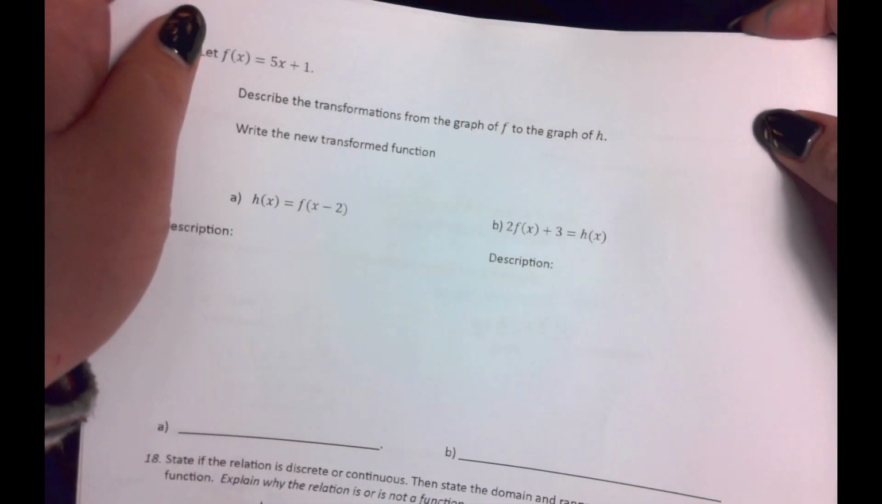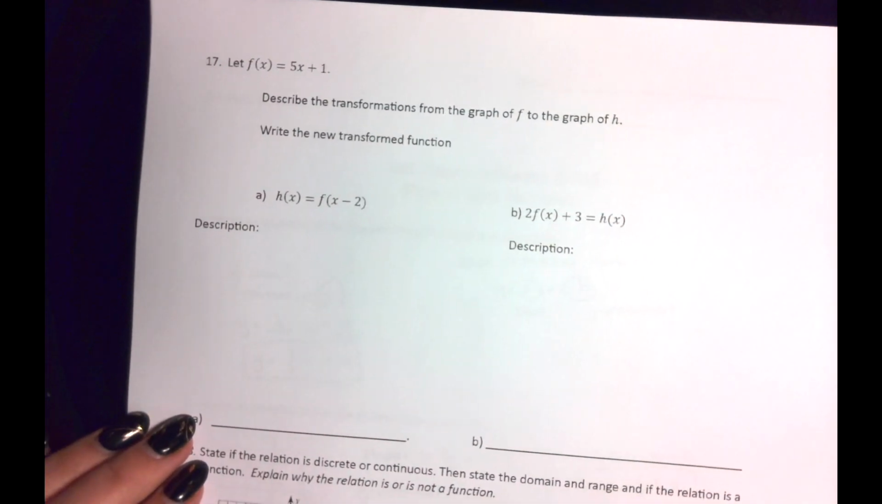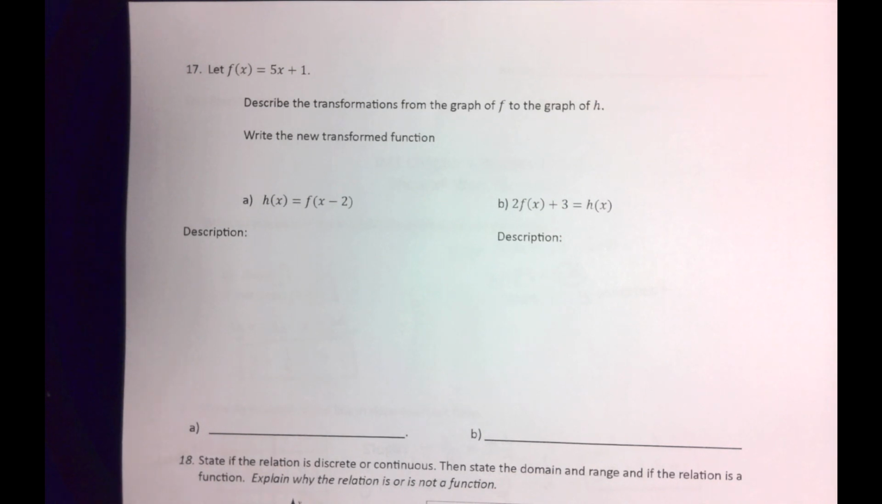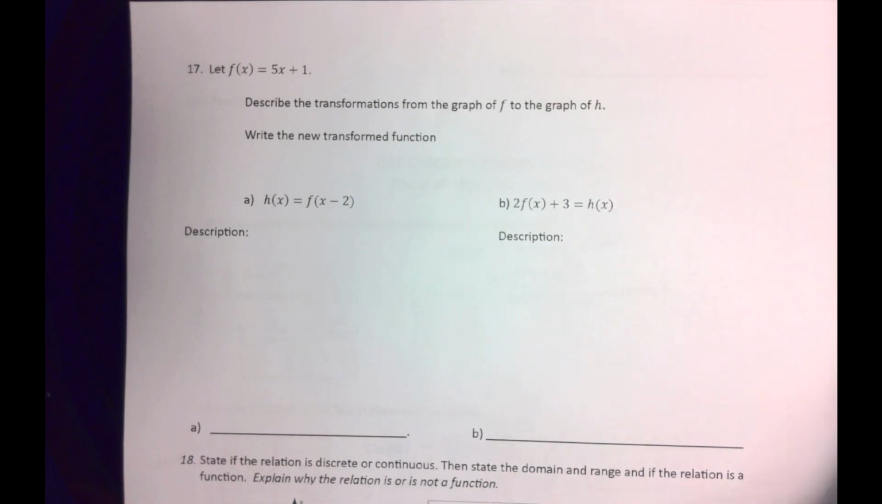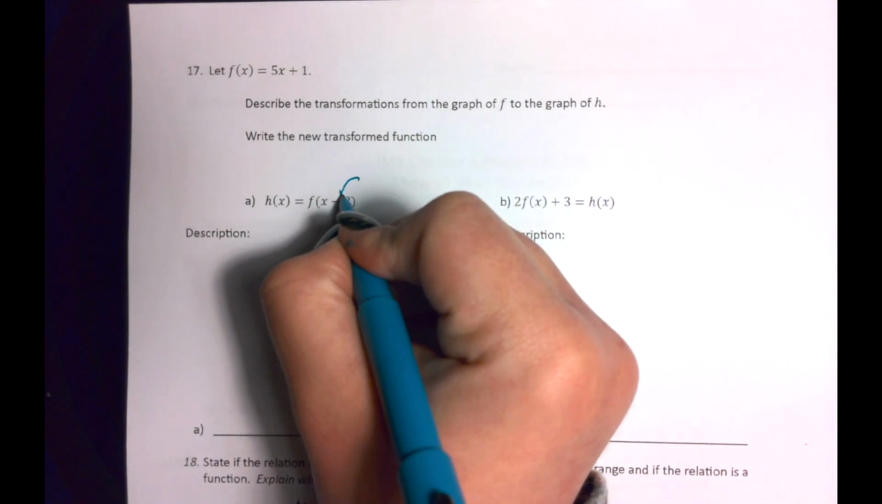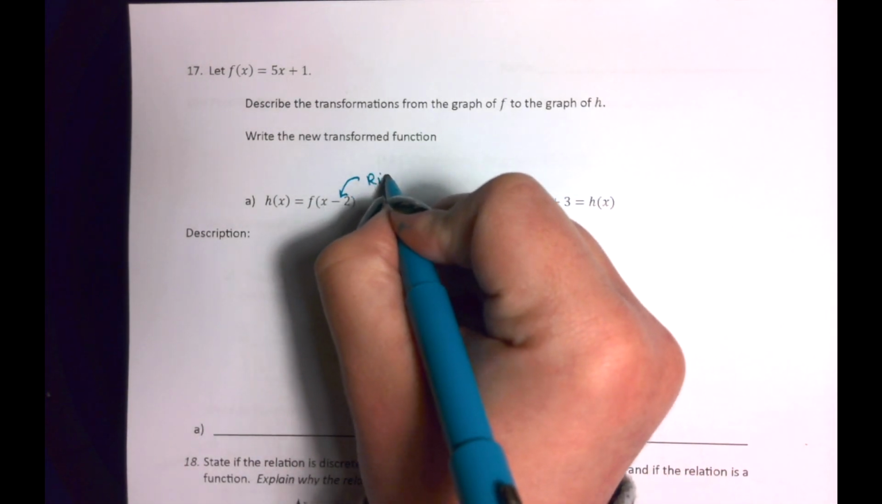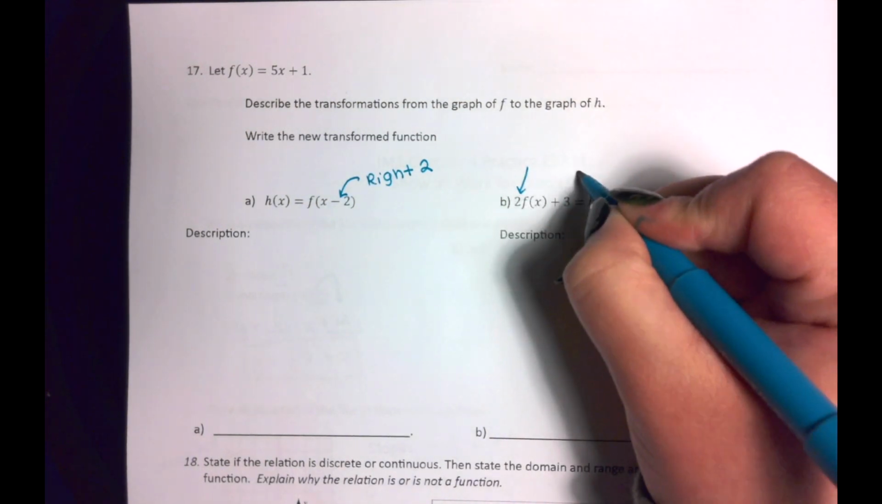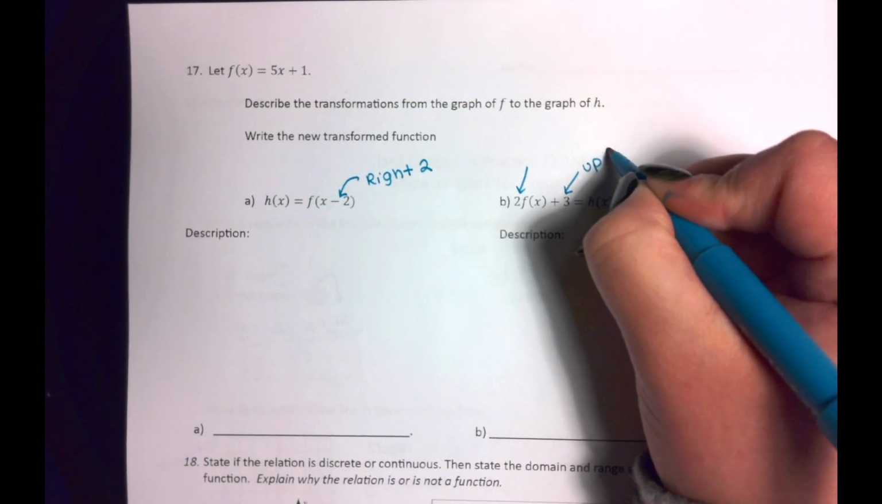We're almost done. All right, describe the transformation. So this is a 2-part question. We want to describe, then we want to write the equation. I'm going to try to move a little bit faster here. I did get a notification that my battery is about to die, so hopefully I will make it. Inside means opposite of what you see. This is a right 2. Outside is exactly what you see, so this is an up 3.